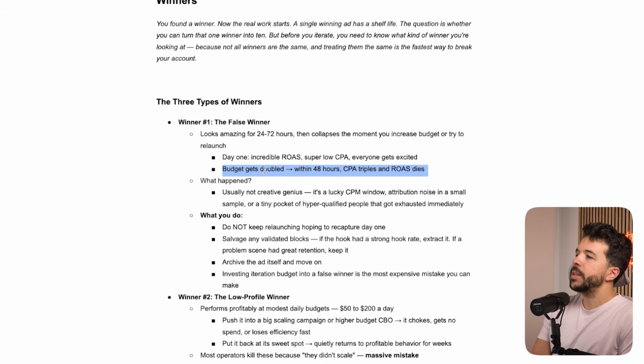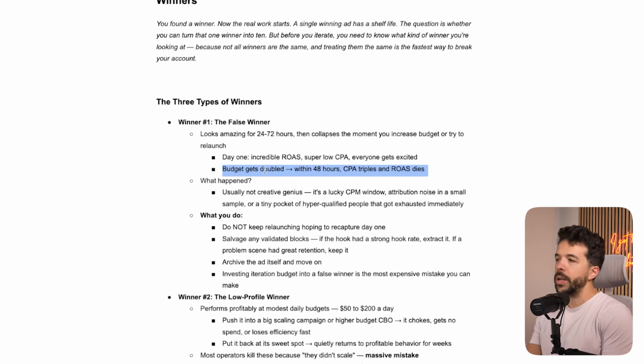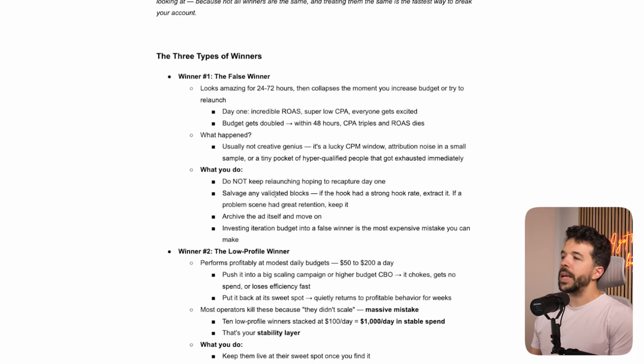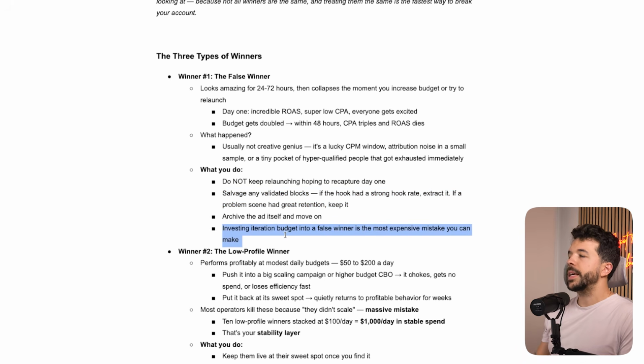So what you want to do with it, you don't keep relaunching, hoping to recapture day one somehow. You want to salvage any validated blocks, anything that actually works. If the hook has a strong hook rate, you extract it. If a problem scene had a great retention, you keep it, but you want to archive the ad itself and move on. And investing iteration budget into a false winner is the most expensive and also competitive mistake you can make.